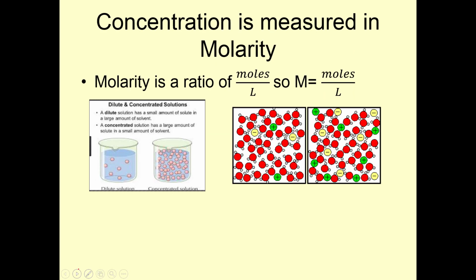So concentration is measured in molarity. Molarity is a ratio of moles over liters. The molarity symbol is capital M, which means that capital M equals moles over liters. Okay. So concentration is a ratio of moles over liters.